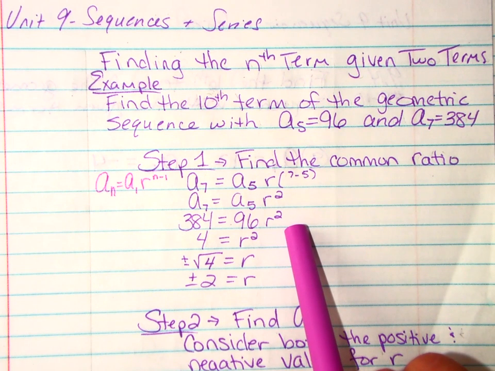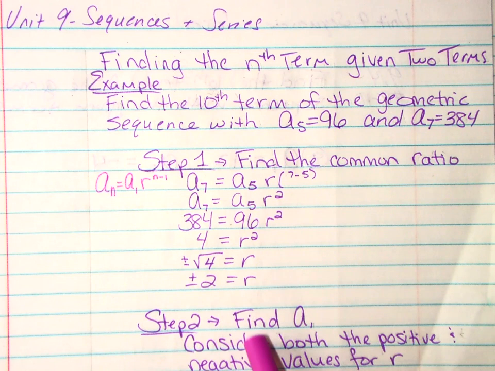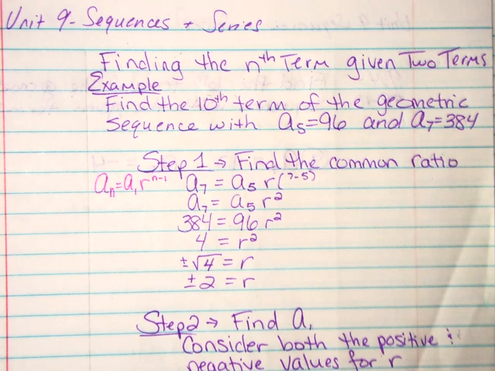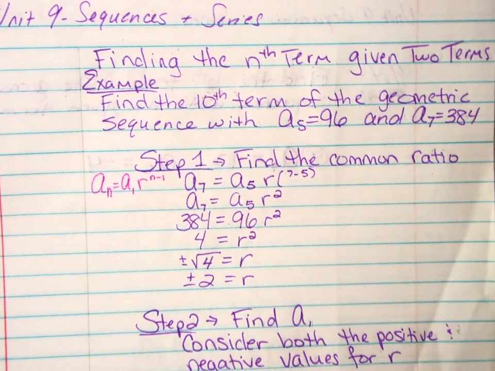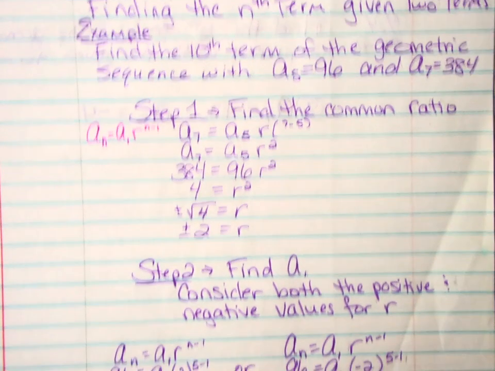Okay, so now we're just going to solve it. R squared equals 4, square root both sides, we get plus or minus 2 for our ratio. So whenever you have a square root, we have to take the positive and the negative.